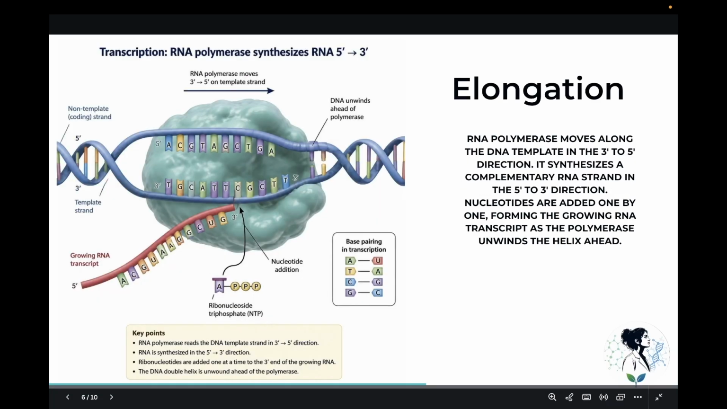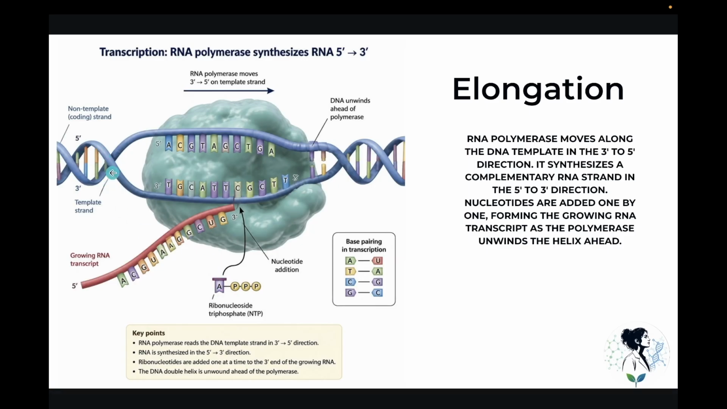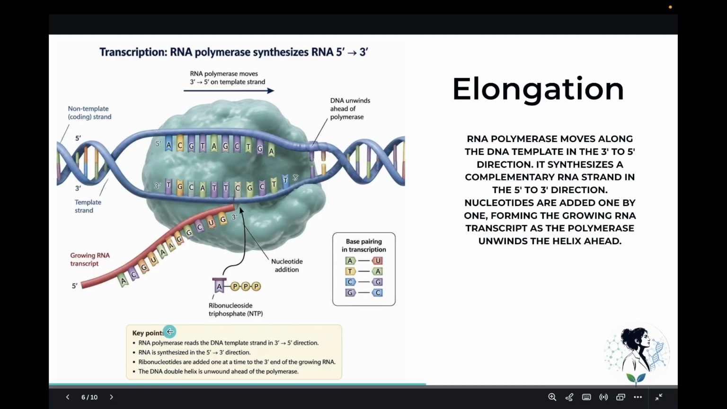Now what happens in elongation? Now that we saw that RNA polymerase has unwound the DNA, it uses the template strand 3' to 5' to form the RNA in the 5' to 3' direction. The direction RNA polymerase moves is the 3' to 5' direction of the template strand. RNA polymerase reads DNA in the 3' to 5' direction. RNA is synthesized in the 5' to 3' direction.